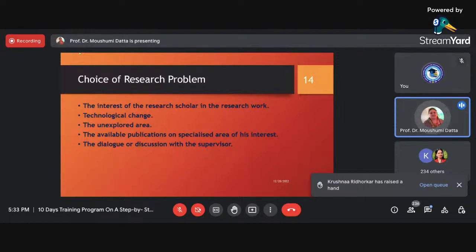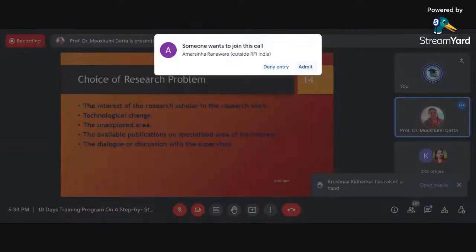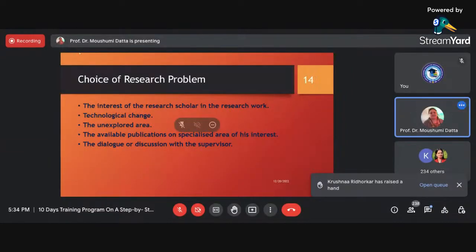Suppose I pick up a person from physics and give him this as a research topic. Will he be able to give justice to that work? No. He will not, because you should have your own interest also. Yes or no? Yes. Research is something in which you should be interested. Whichever area you're interested in, you should take up your research there. If there is a technological change, a computer science person, an artificial intelligence person, a cloud technology person will be interested, but a person from psychology or history will not be. So the choice of research problem is very, very important.